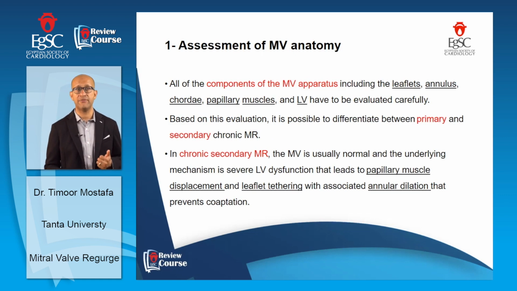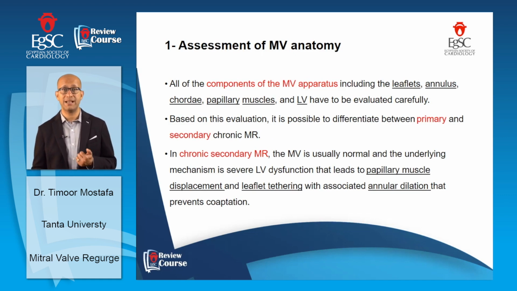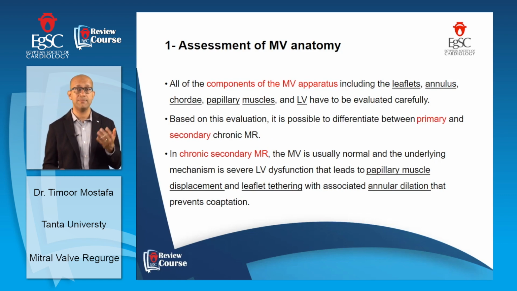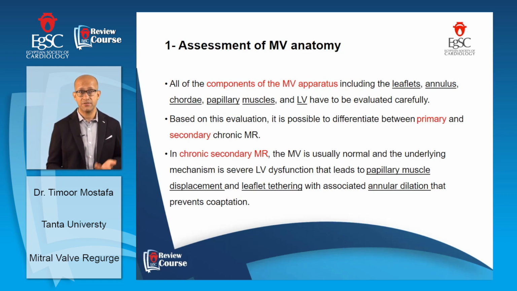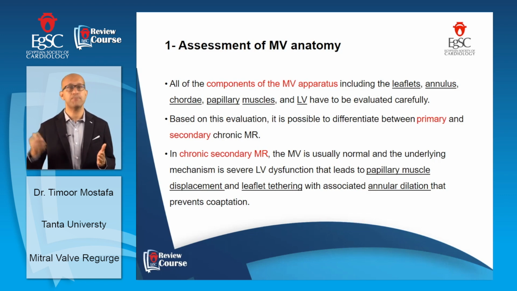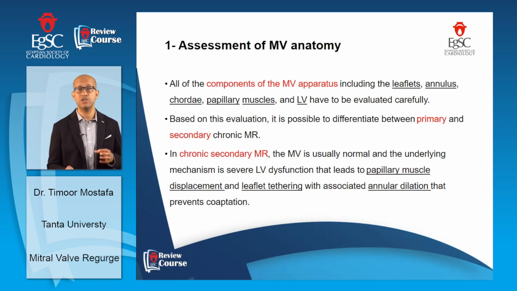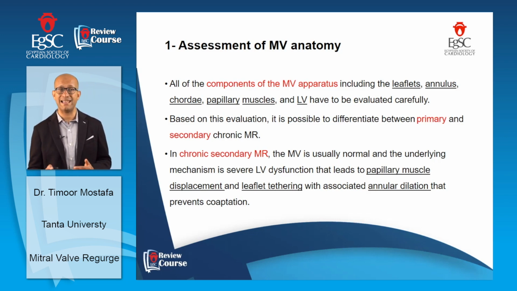Assessment of mitral valve anatomy. All components of the mitral valve apparatus, leaflets, annulus, chordae, papillary muscles, and the left ventricle will be evaluated carefully. Based on this evaluation, it's possible to differentiate between primary and secondary chronic mitral regurgitation. In chronic secondary mitral regurgitation, the mitral valve is usually normal, and the underlying mechanism is severe left ventricular dysfunction that leads to papillary muscle displacement and leaflet tethering with associated annular dilatation and prevents coaptation.